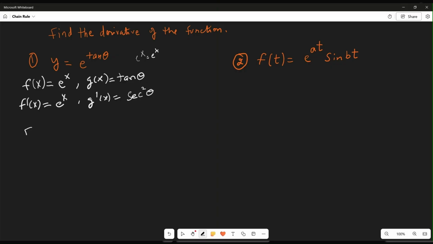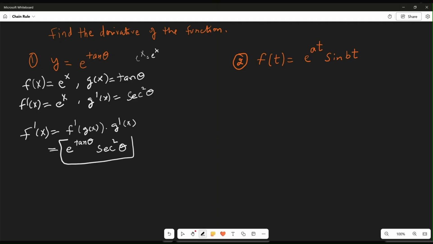Okay, so the derivative of this function, dy over dx, is what we have learned: the derivative of the outer function with respect to g of x, multiplied by the derivative of g of x, the inner function. So we have e to the x with respect to g of x, which is tan theta, times the derivative of g of x, which is secant squared theta. And this is your answer for this one.